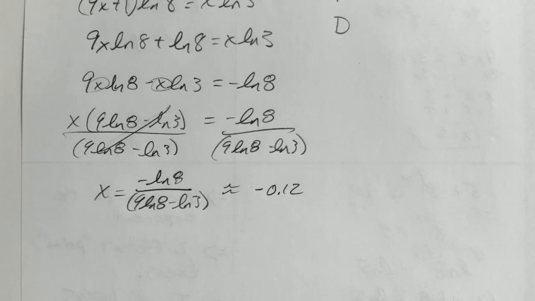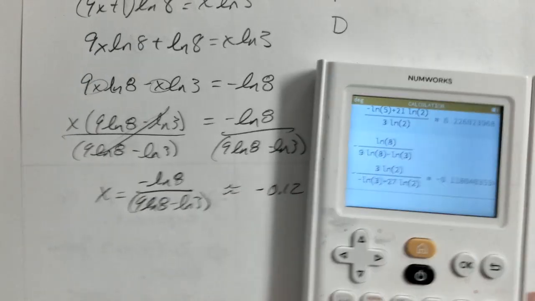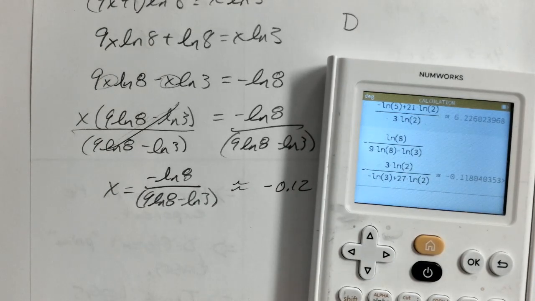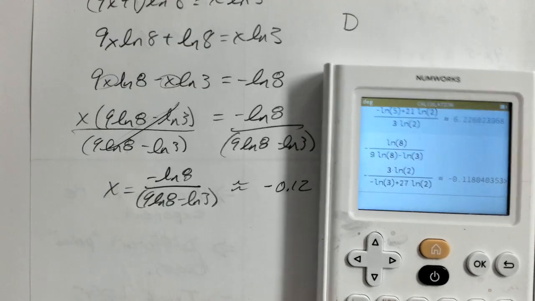Really good job, homie. All right, so that's what you should get when you throw that thing in a calculator. Negative 0.118040, and so on. 2 decimal places is negative 0.12. That's what you should get.